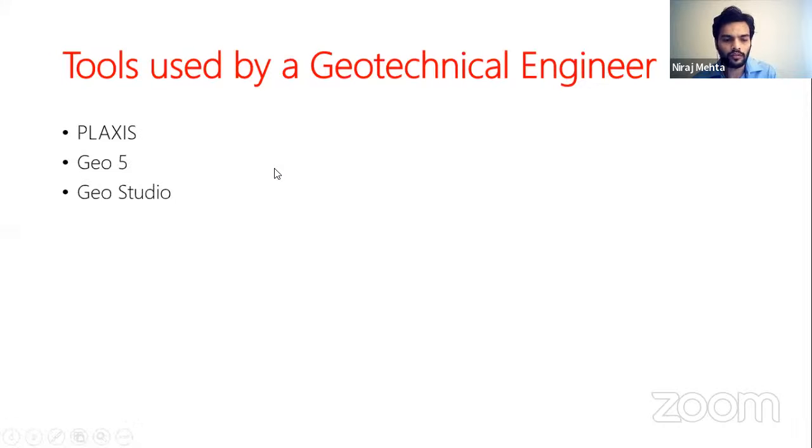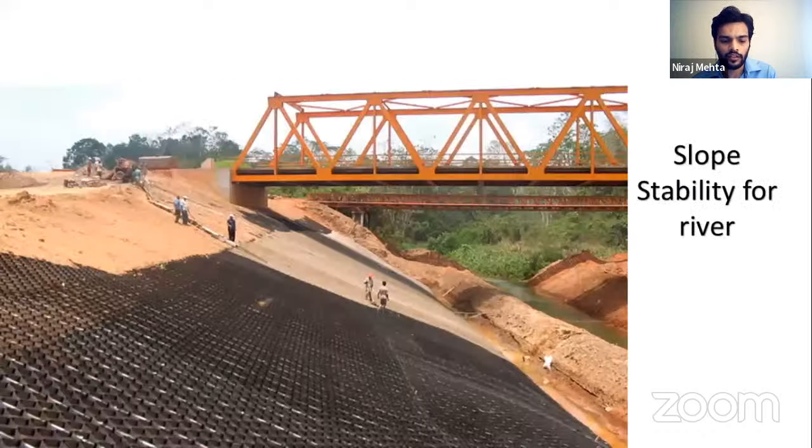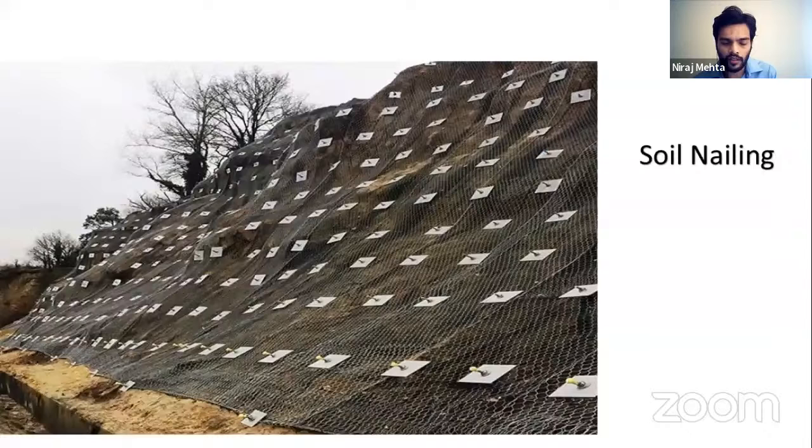So these are some of the tools, out of which Plaxis is one of the most popular tools used by geotechnical engineers. And there are Geo5 and GeoStudio. Now, when we go through highways, we see some structures like this. This is slope stability for a river. Then when a highway is being built through a hill formation, we see such a structure with soil nailing. So these are all parts of a geotechnical engineer's work, where they learn and understand the stratigraphy of the soil and rock, so as to prevent it from falling on the vehicles.